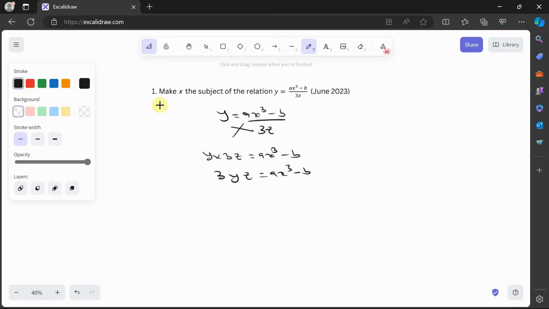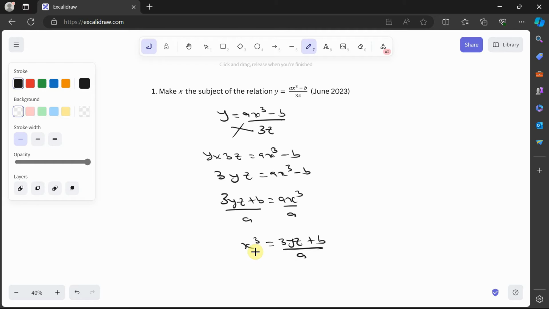Because we want to make x the subject of the formula, anything that has to do with the x, we have to take to the other side and maybe simplify the equation. So this minus b, I'll take to the other side. That will be 3yz plus b is equal to ax cubed. I want to make the x stand alone, and there is something called a that is holding it back. So I'll divide both sides by a. And if I just swap the positions, this will be like x cubed is equal to 3yz plus b all over a. Now this is x cubed, right?